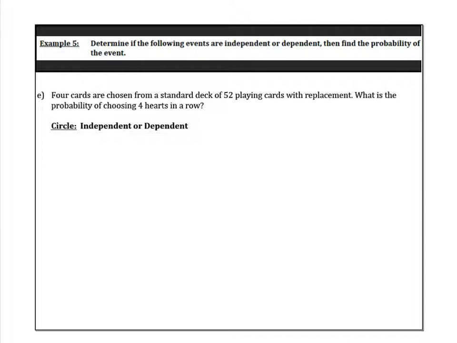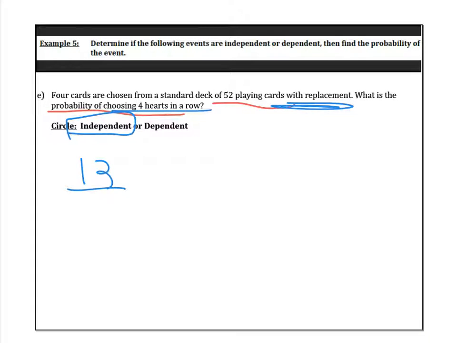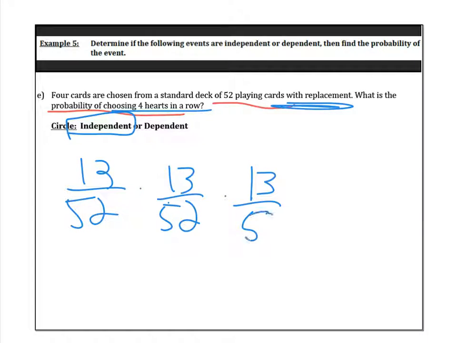All right, last one. 4 cards from a deck of 52 playing cards with replacement. 4 hearts in a row. So you're almost to a flush. If you got 5 hearts, that'd be a flush. But here you're choosing 4 hearts in a row with replacement. So you put it back each time. So that's going to be independent. So that's going to be 13 out of 52 times 13 out of 52, because you're putting it back each time.